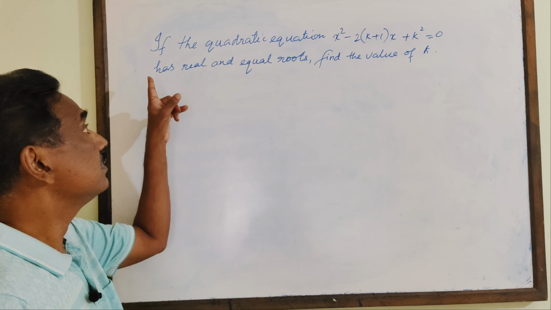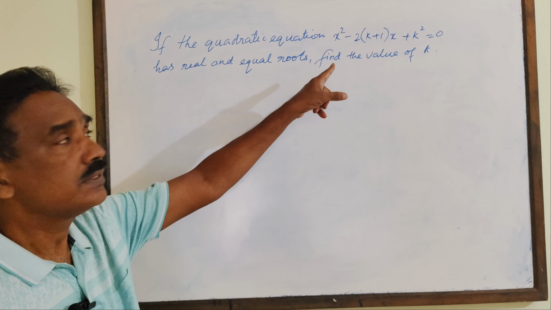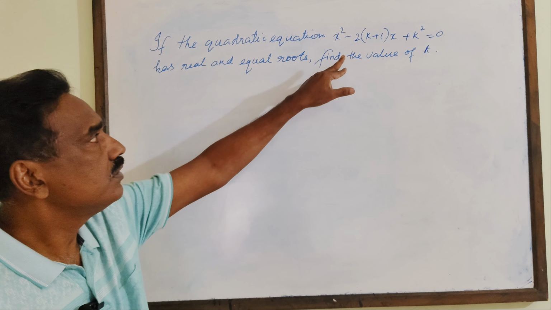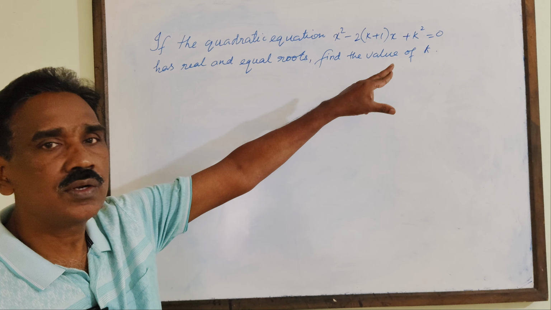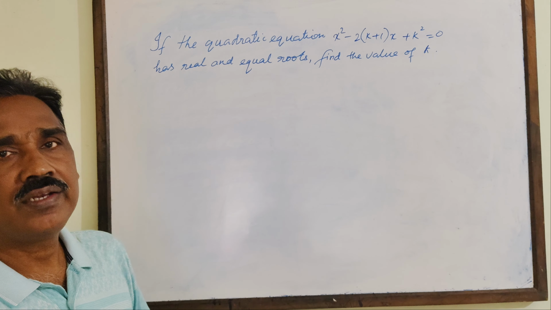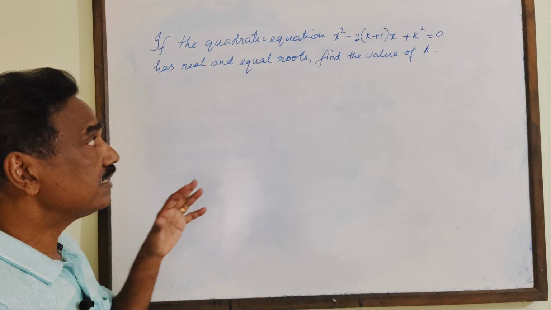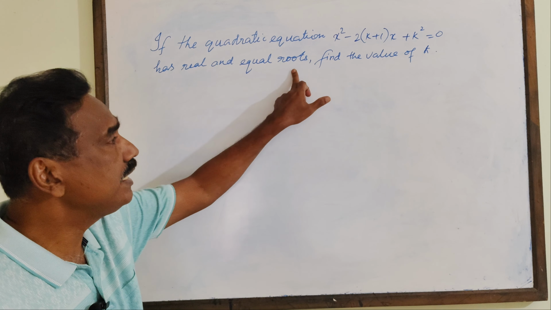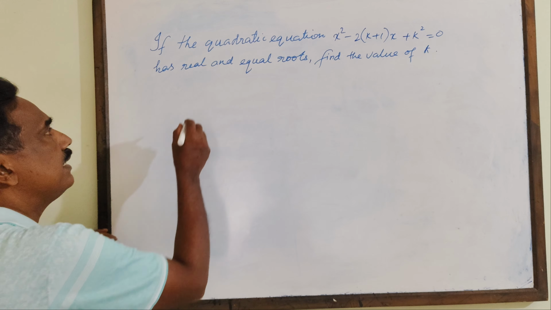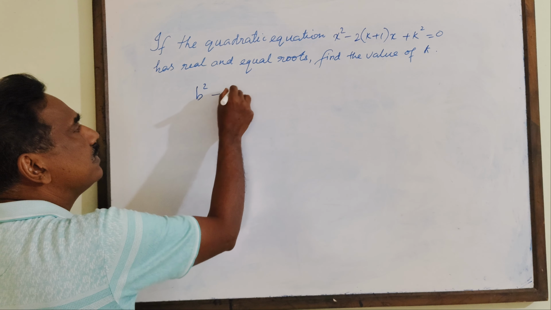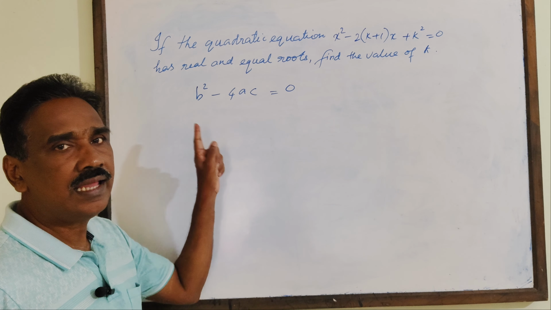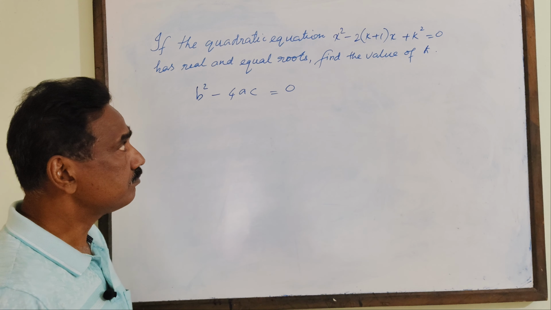Now another question of similar type is, if the quadratic equation x square minus 2 into k plus 1 x plus k square equal to 0 has real and equal roots, find the value of k. Now, what is the condition for real and equal roots? Real and equal roots, I already mentioned earlier, that is b square minus 4ac should be equal to 0. This is the real and equal roots condition.